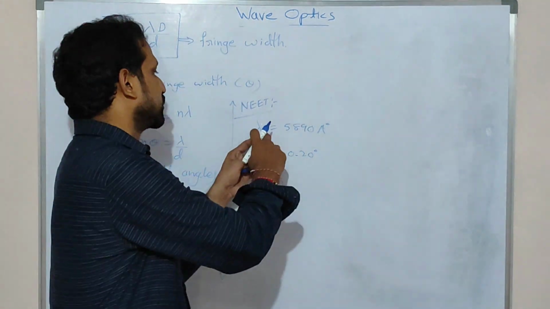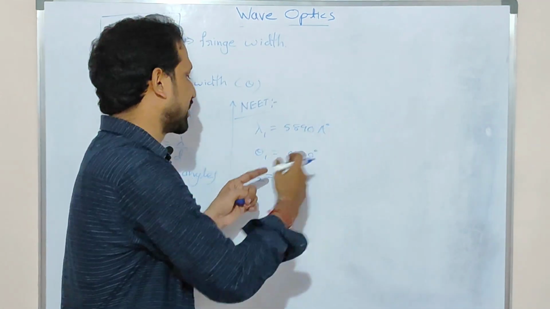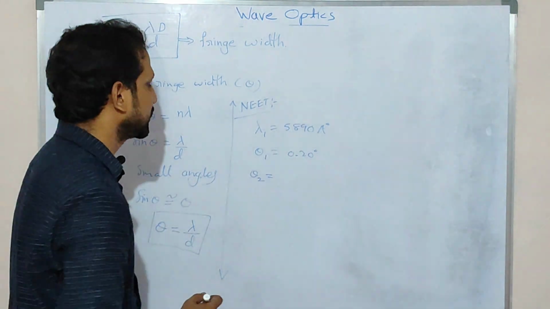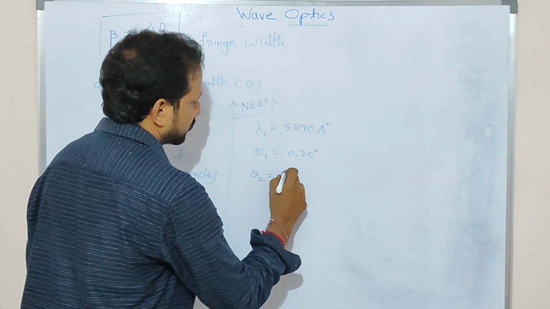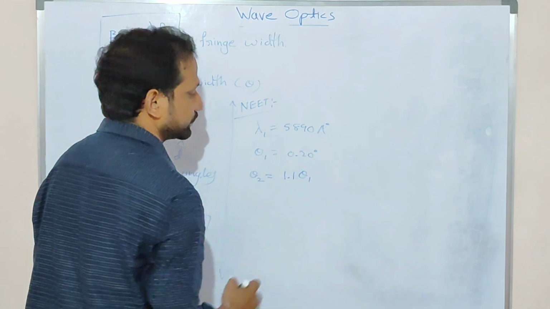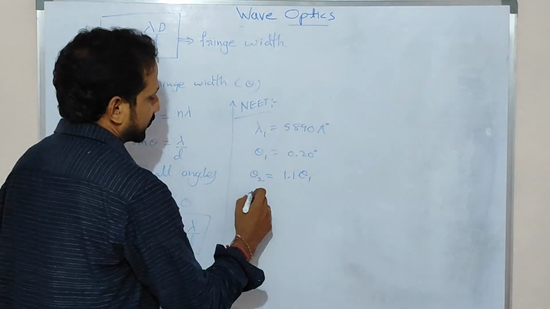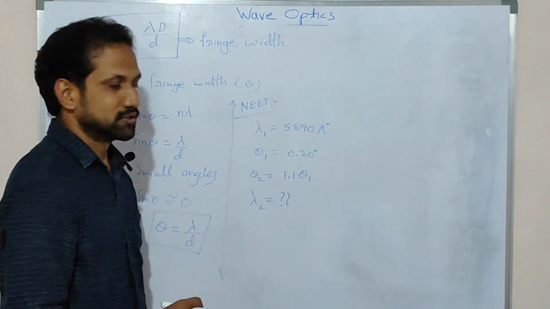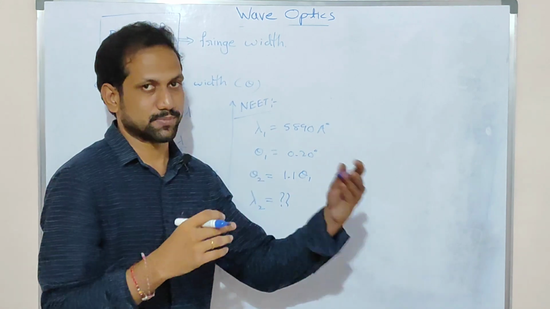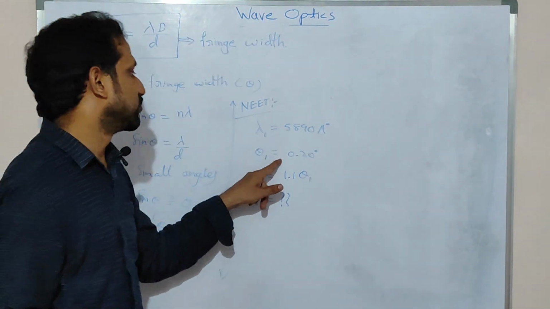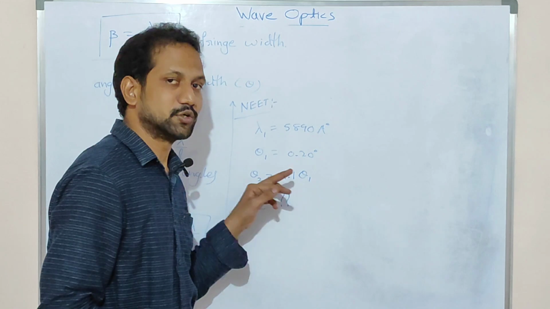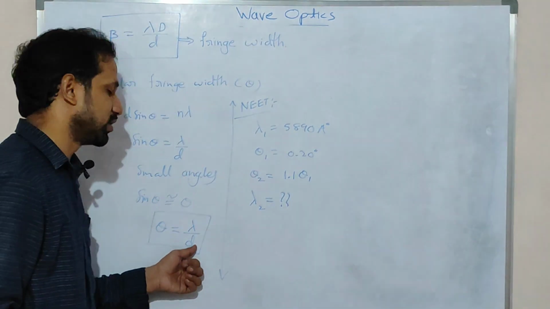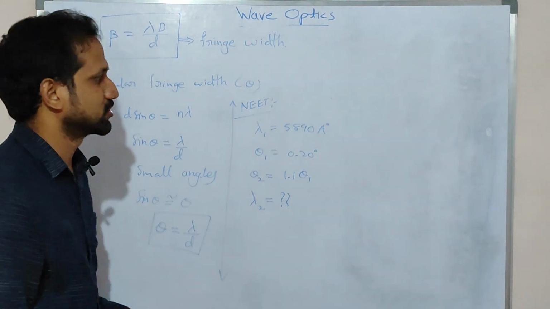That means, for a new wavelength, the angular fringe width is 10% larger than the previous angular fringe width. That means theta 2 equals 1.1 times theta 1. Then what is that second wavelength? This is a question actually. I am not giving the total question description here. They have given lambda 1, theta 1 and also theta 2, and they are asking us to find lambda 2 for a fixed small d distance. It is very simple to answer.